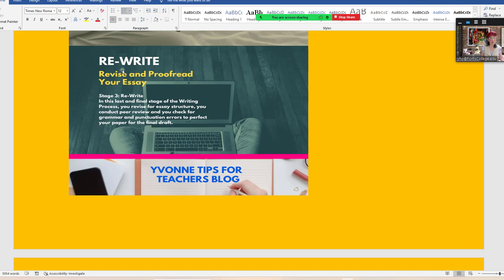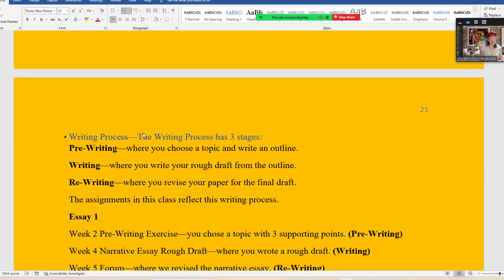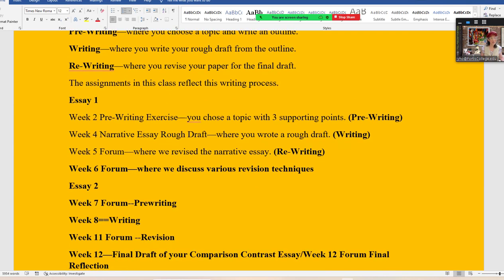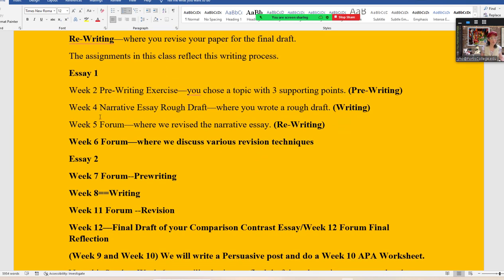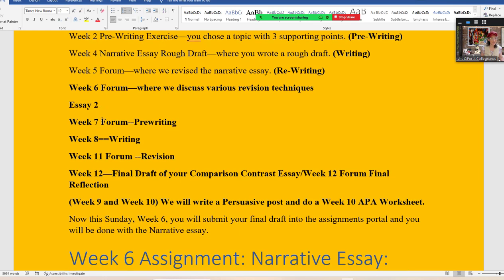Week 11 will also be a rewriting week before you turn it in. Here you have your weeks 2, 4, 5, 6. This is essay 1. Essay 2 is going to be 7, 8, and then 11 and 12, because in weeks 9 and 10 you're going to be working on the persuasive essay. So for your essay 2, the comparison contrast essay, remember the numbers 7, 8, 11, 12.